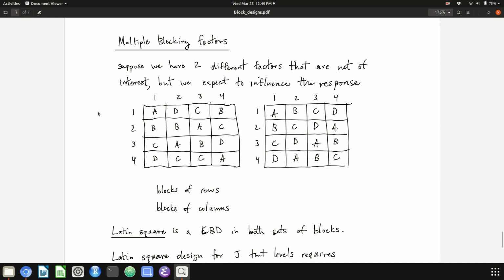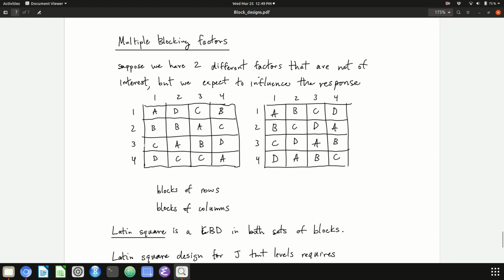All right, the last thing I want to talk about in this lecture are situations when you have multiple blocking factors. This actually comes up a lot. I think the simplest way to start talking about this is with our agricultural example. So in the previous examples, we treated the columns as the blocks. The reason for that is because we imagined that the yields would vary substantially in the east-west direction.